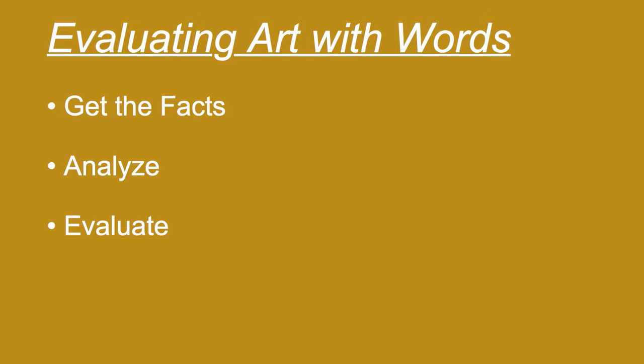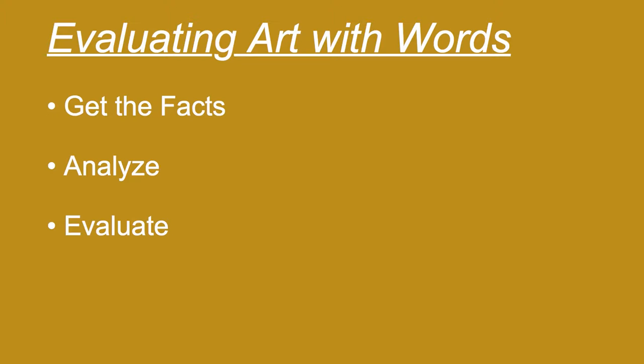You can mainly break it down into three sections, and each section is equally important. So first, you want to get the facts. These include the title of the work, the name of the artist, the time it was made, the medium that it was made with, and the size and location of the work. You want to get as many facts as you can with each artwork. Then you want to analyze it. You want to look at the parts of the work and how they work together.